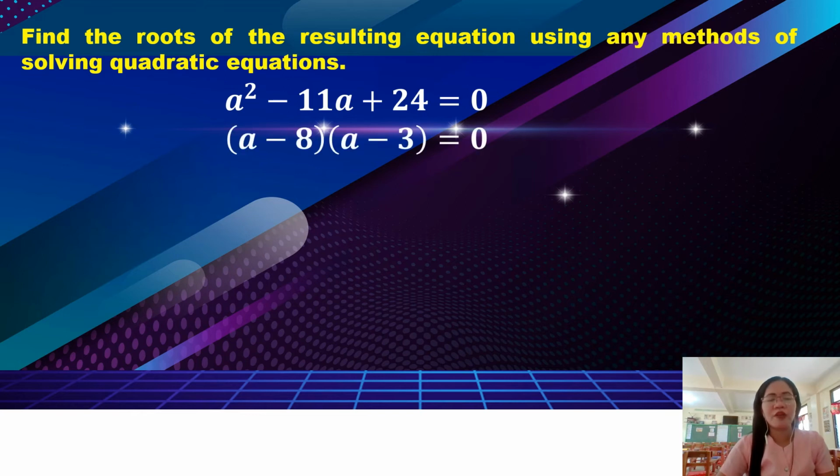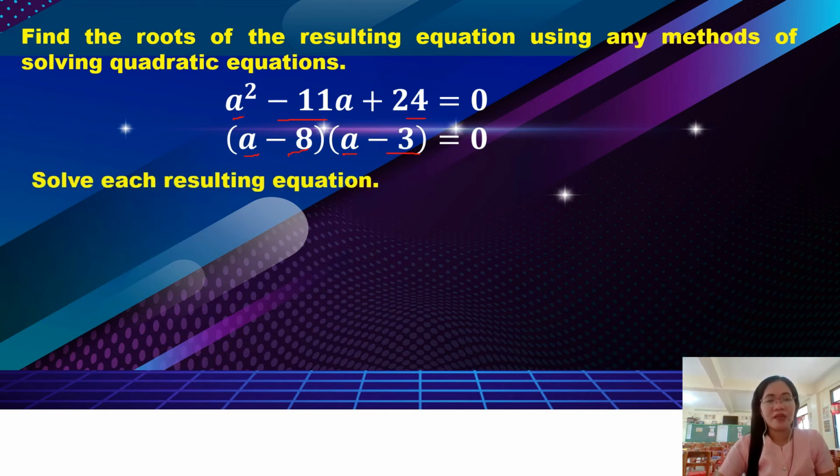Let's try to use factoring again. The factors of a squared are a and a. The factors of 24 are negative 8 and negative 3, because negative 8 times negative 3 is positive 24, and negative 8 plus negative 3 is negative 11. When you add, it must equal the linear term, so that you know your factors are correct. Then solve each resulting equation, or separate the two factors, then equate each to 0, or apply the zero product property.